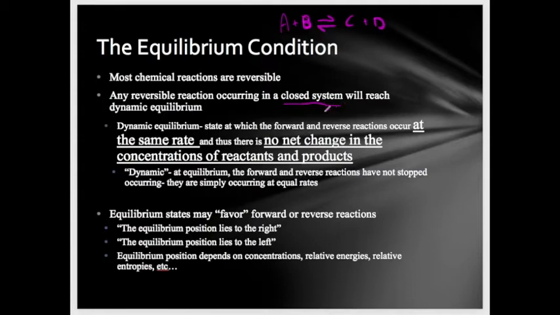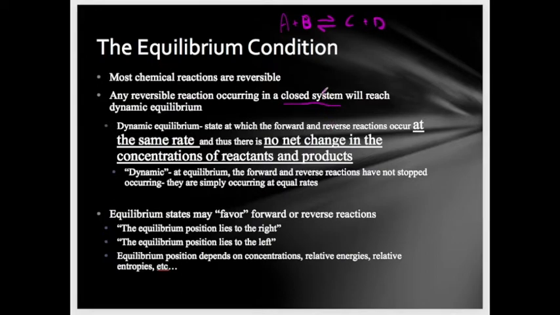Let's talk about what that means. A closed system means that we're not adding any extra mass. We're not adding extra reactant. We're not adding extra product. We're just letting the thing go and do what it's doing. That's what a closed system is.